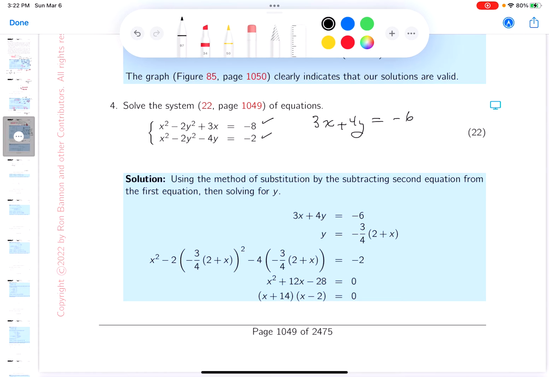All right? Now, someone says, why would you have done that? It didn't make it any better. It did make it better. Right now, it's going to be really easy to solve for either x or y. I'm going to solve for y. Let me write this down.